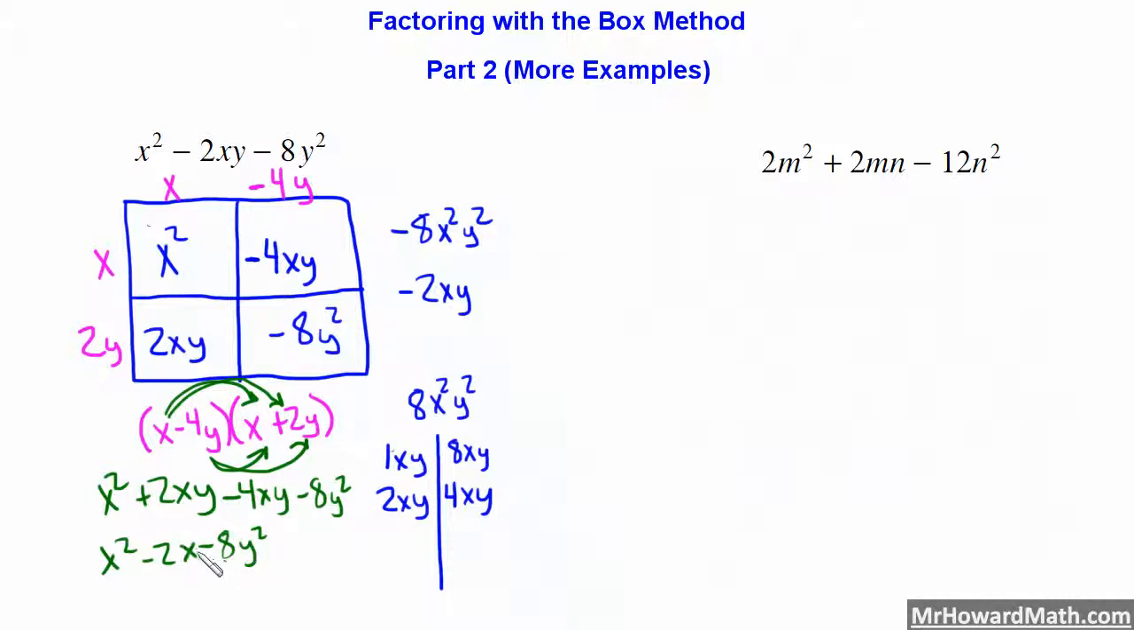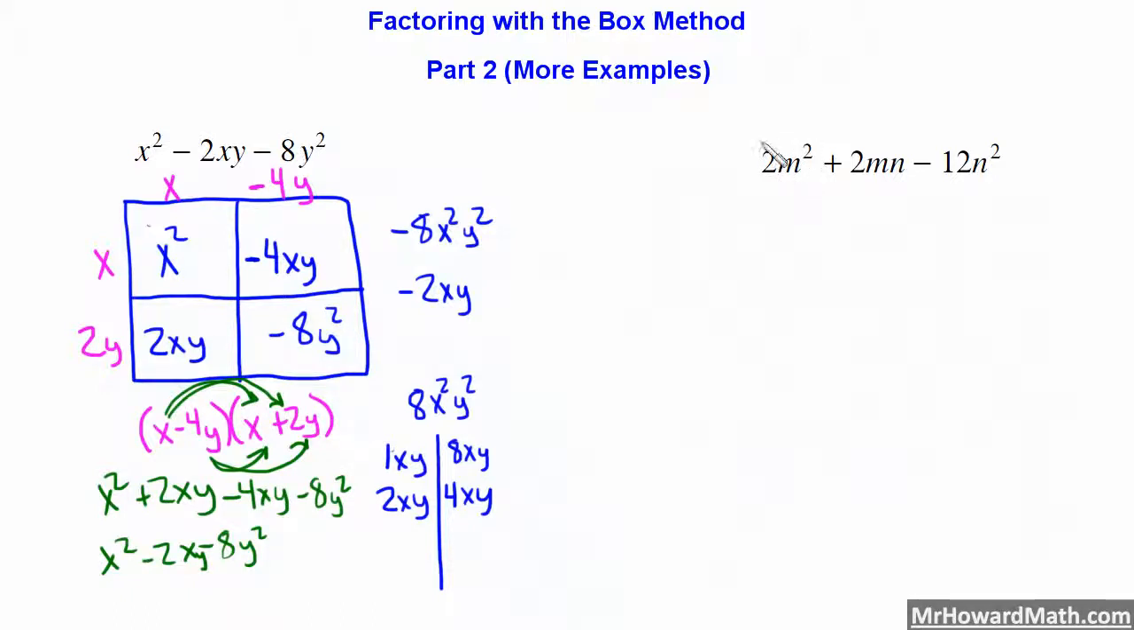Let's see, I'm missing my y here. So we have x squared minus 2xy minus 8y squared. So we ended with what we started with, so we know that we did it right. Okay, now let's move on to this next example here.